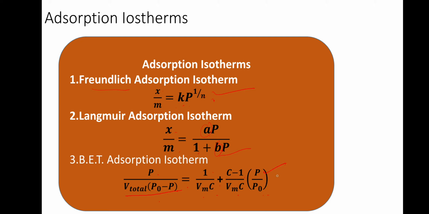P is the pressure of the gas, P0 is saturation pressure, C is the BET constant, VM is the volume of monolayer of the gas adsorbed, and V total is the total volume of the gas adsorbed. So those are the adsorption isotherms. It's very important. Derivation of Langmuir is also important. Study it well. Now this is the first part.